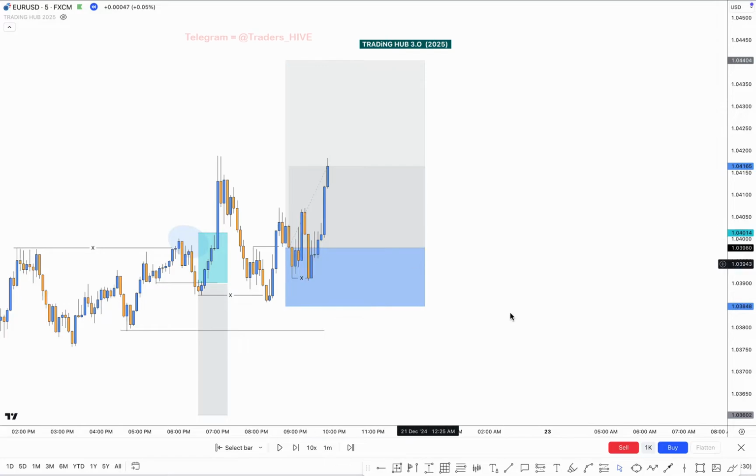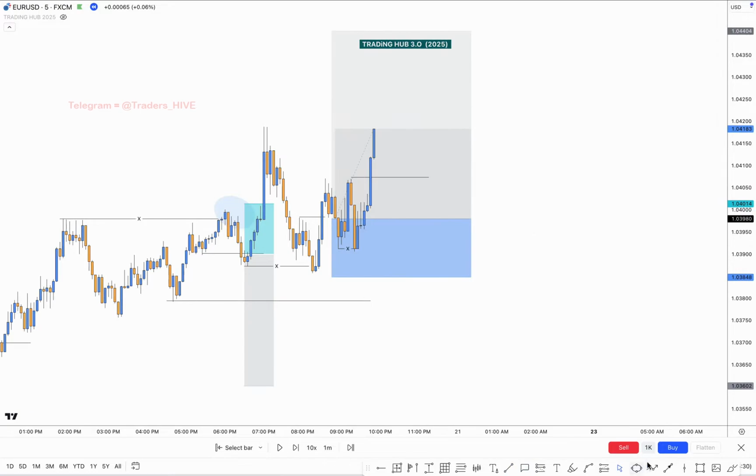Okay, finally the market closes above it, and this is our area. And why are we marking this one? Because this one is the last selling move before the buy, and this is called order flow, right?